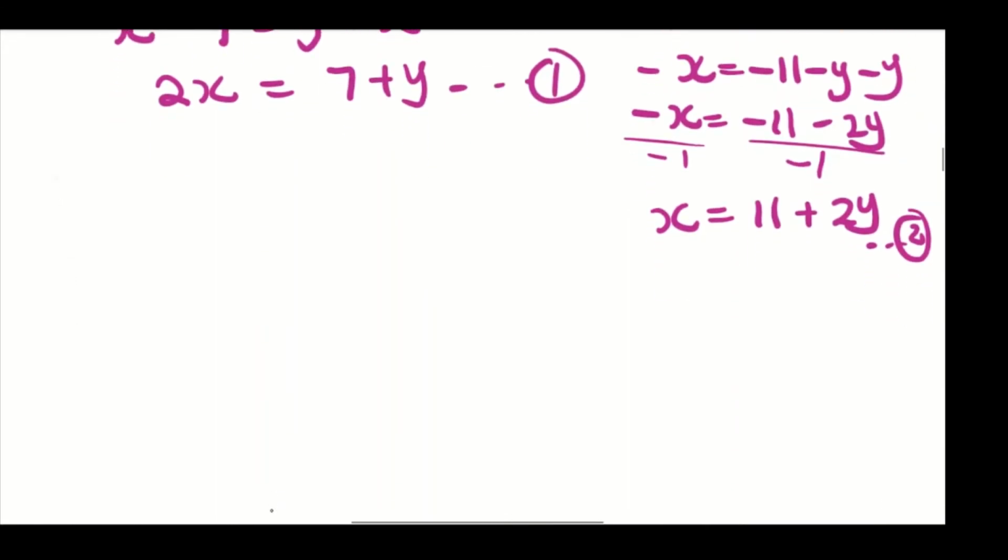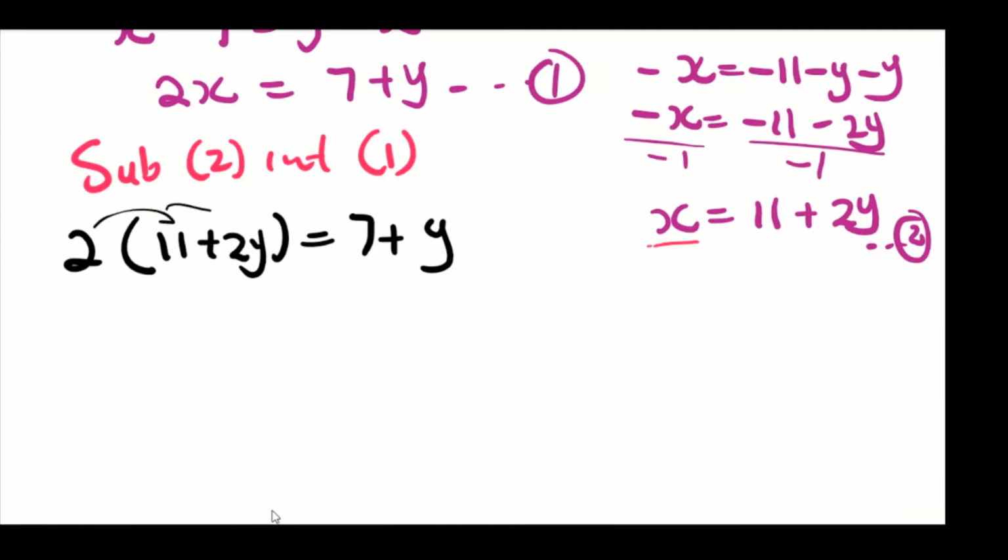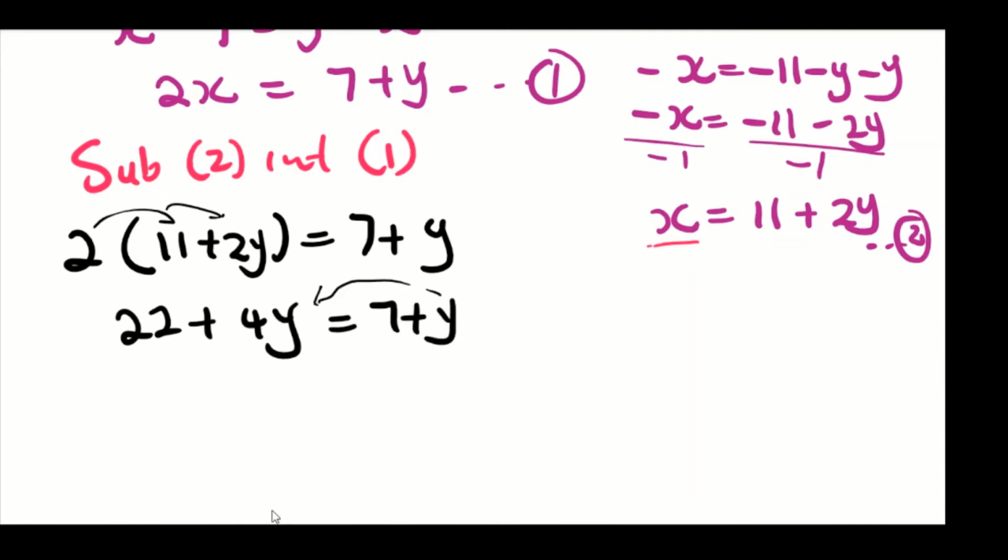So I'm going to substitute equation 2 into equation 1. Whenever I see x, I'm going to put 11 plus 2y. So it's going to be 2 into 11 plus 2y is equal to 7 plus y, and then I multiply the 2 inside the bracket. I have 22 plus 4y is equal to 7 plus y. Transpose the y to the other side and the 22 to the other side. I have 4y minus y is equal to minus 22 plus 7.